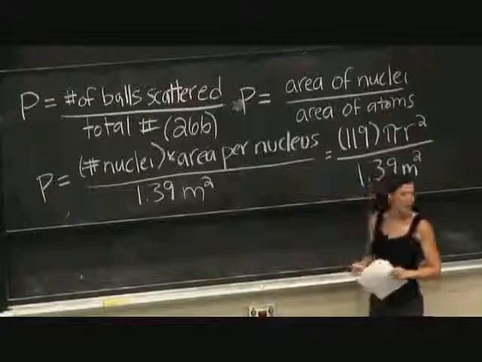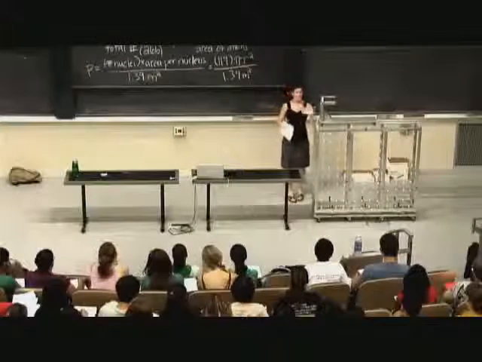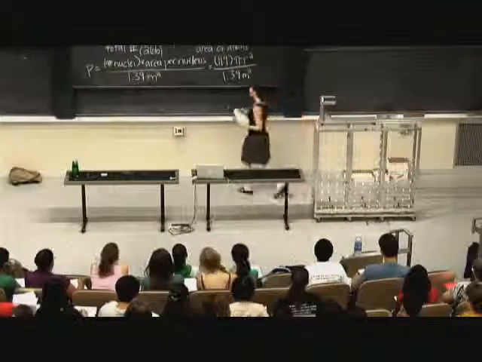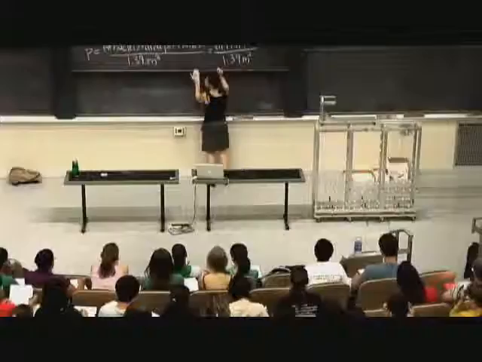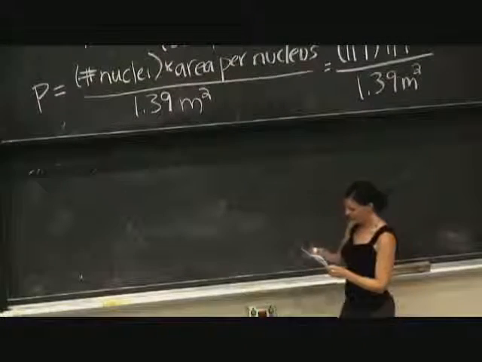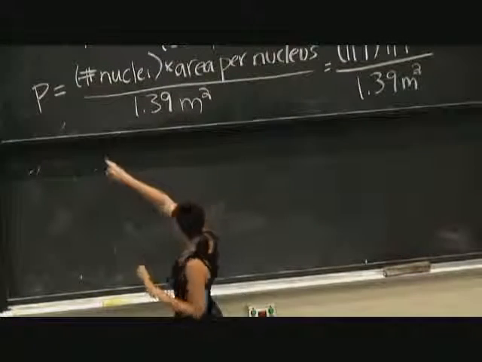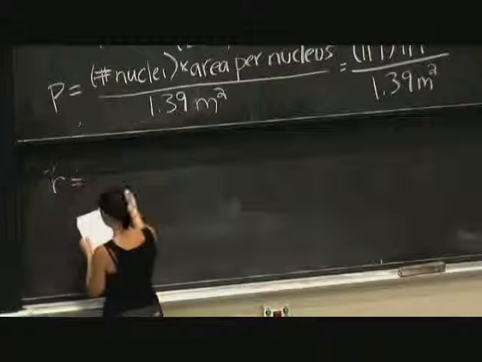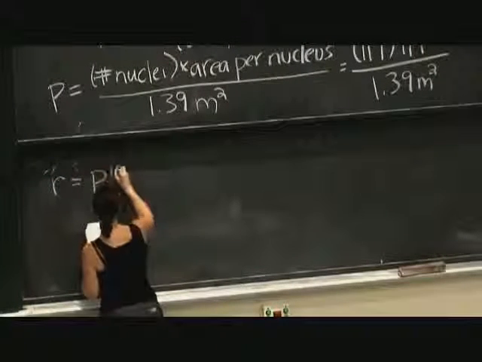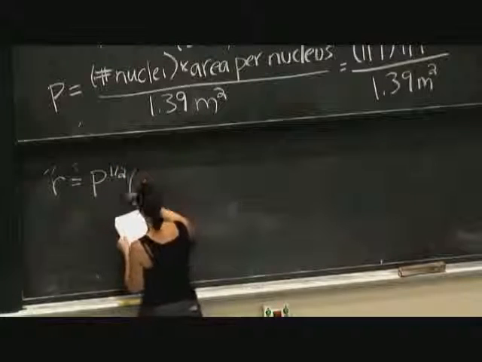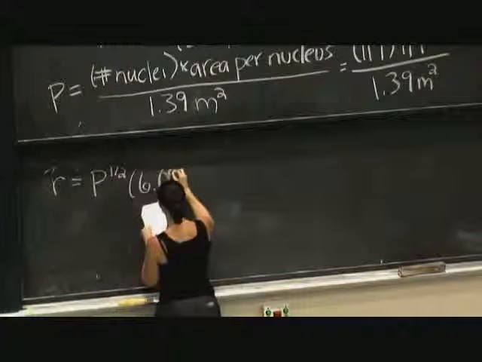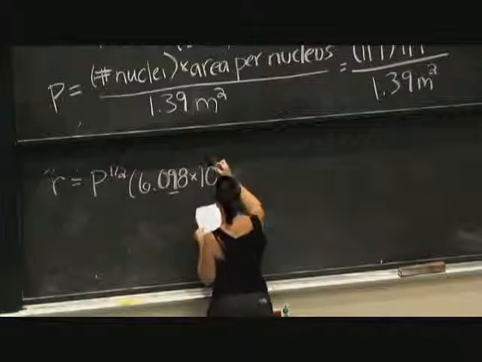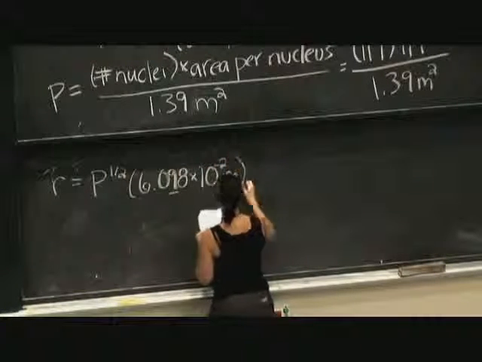But since we can experimentally measure what the probability is, what we need to pull out is the radius or the diameter of these nuclei. So instead of solving for p, we can switch it around and solve for the radius. So that's going to be equal to the probability raised to the 1/2 times 6.098 times 10 to the negative 2 meters.